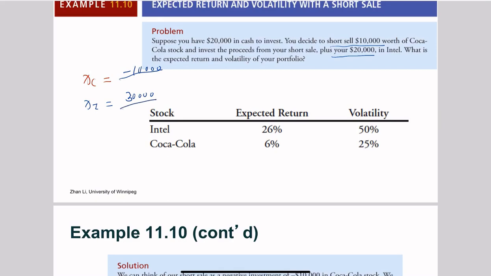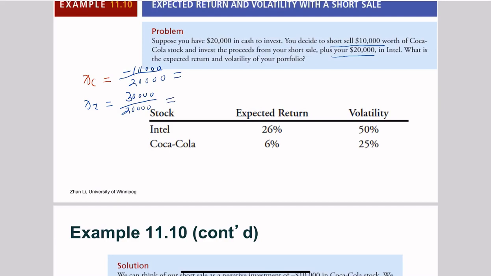Now, what is your total portfolio value? Well, if you have minus $10,000 in Coca-Cola, and then you have positive $30,000 in Intel, then the sum of these two numbers gives you the total value of your portfolio. So the total value of your portfolio is $20,000, right? $20,000.